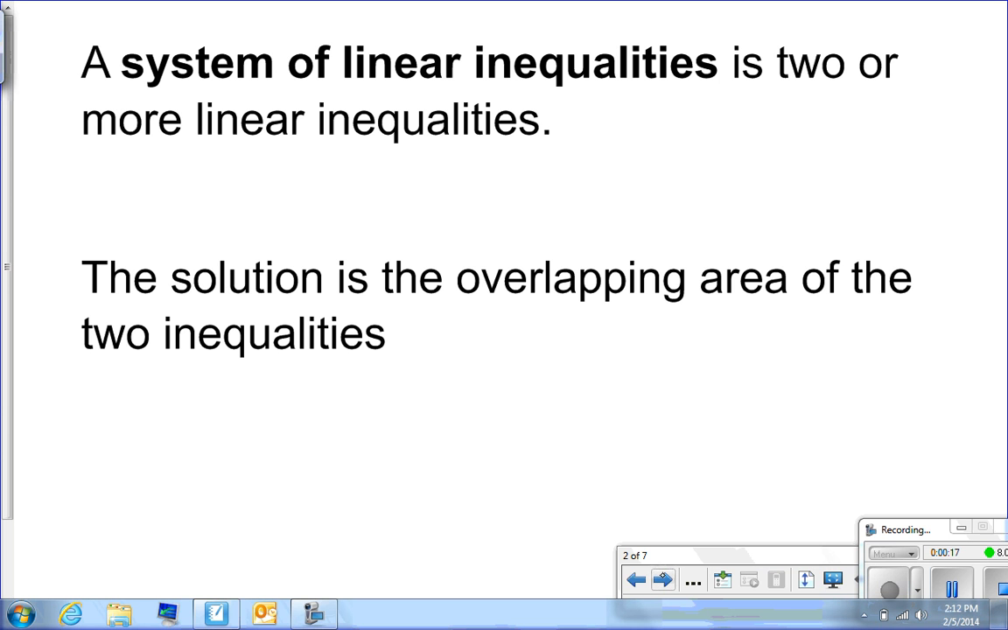Okay? So a system of linear inequalities is two or more linear inequalities together. And the solution is the overlapping area of the two inequalities. So make sure you have this written down in your notes.